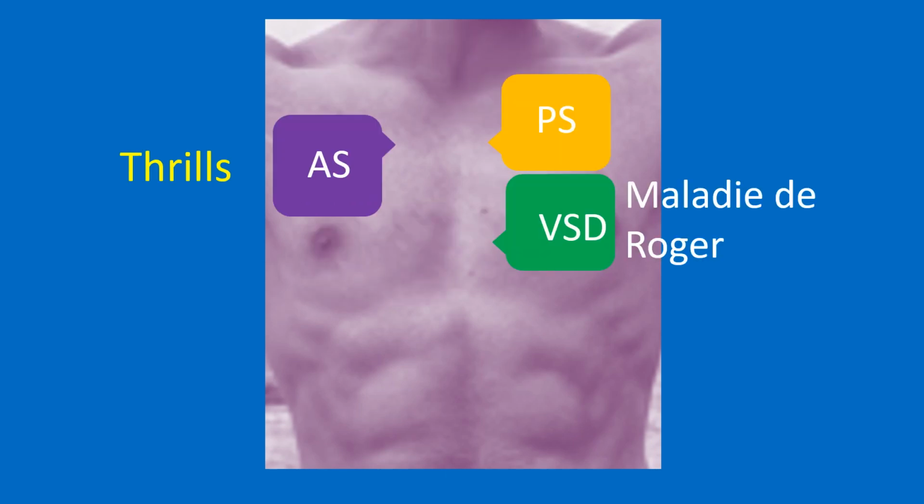Thrill of aortic stenosis can be felt in the second right intercostal space or the left parasternal region. In pulmonary stenosis, it is present in the second left intercostal space. Both these are systolic thrills. Thrill of small ventricular septal defect, known as maladie de Roger, is systolic and noted in the left parasternal region.